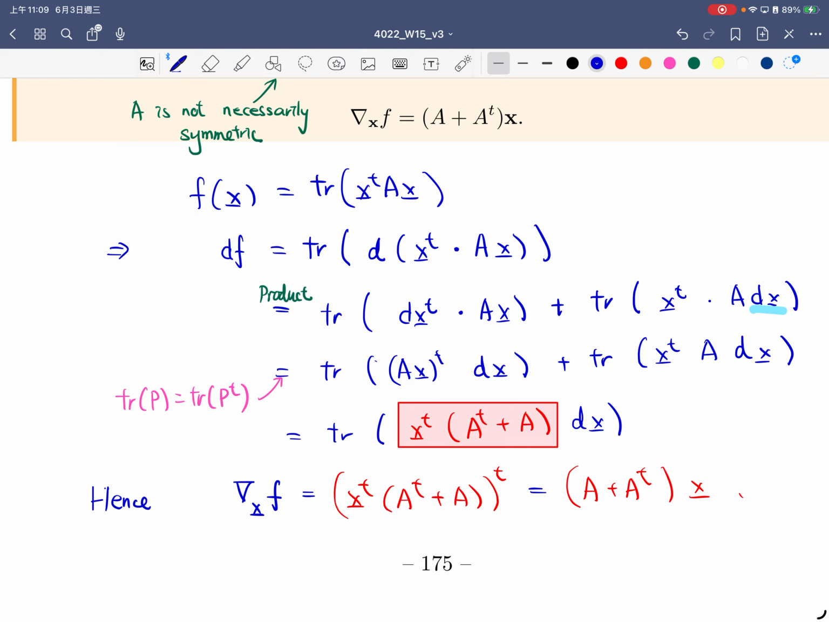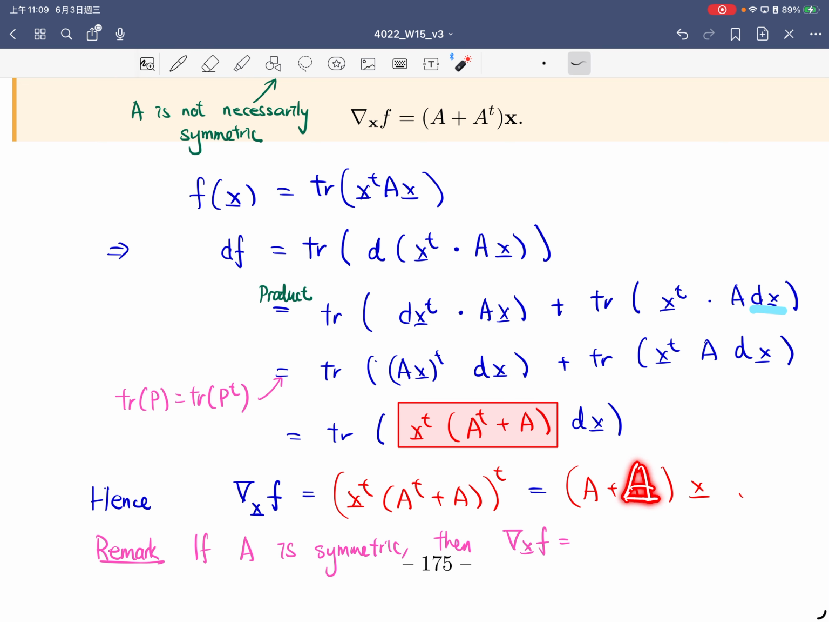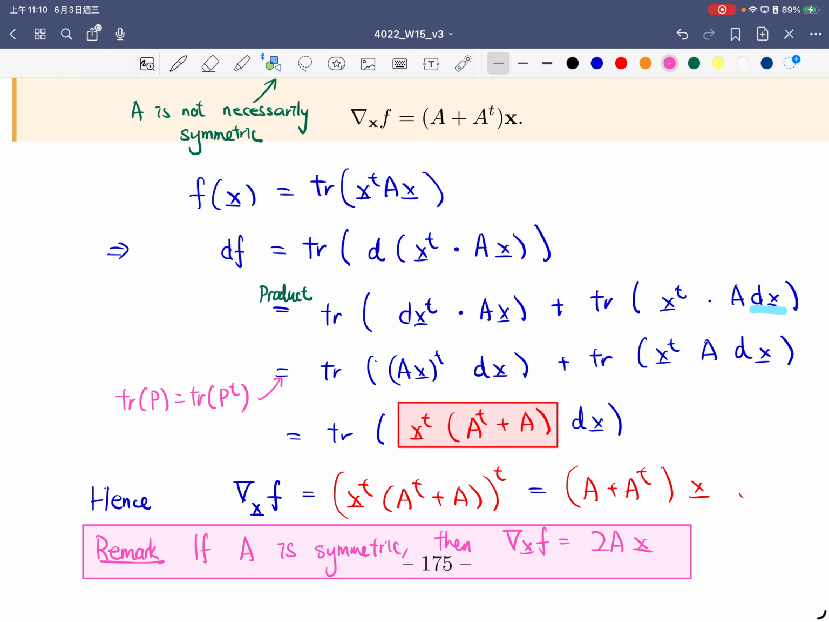So remark, I have 1 minute, so let me do a remark. In particular, if A today is symmetric, then its gradient, because when it's symmetric, that means A transpose is A, so you get 2Ax. Okay, so the formula I have here is for general matrices, but in the special case when A is symmetric, then A transpose is A, so you get 2Ax as the gradient.